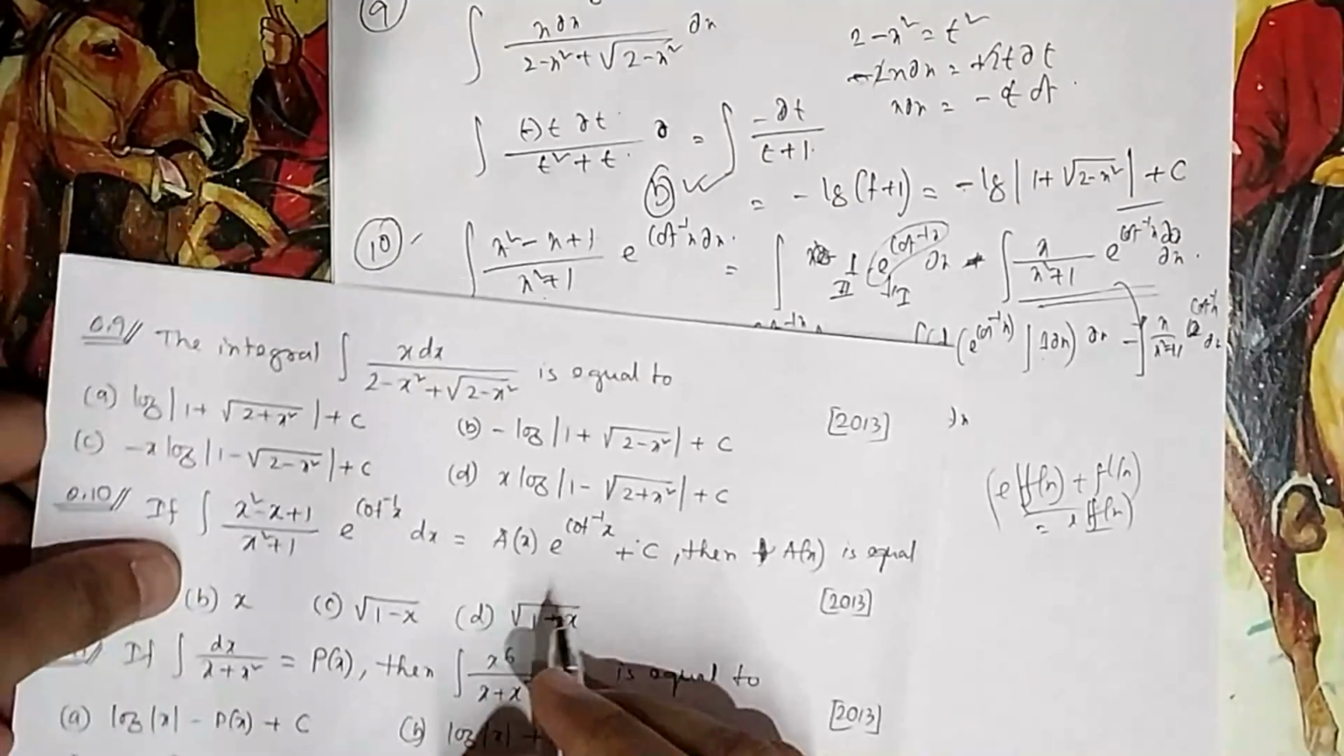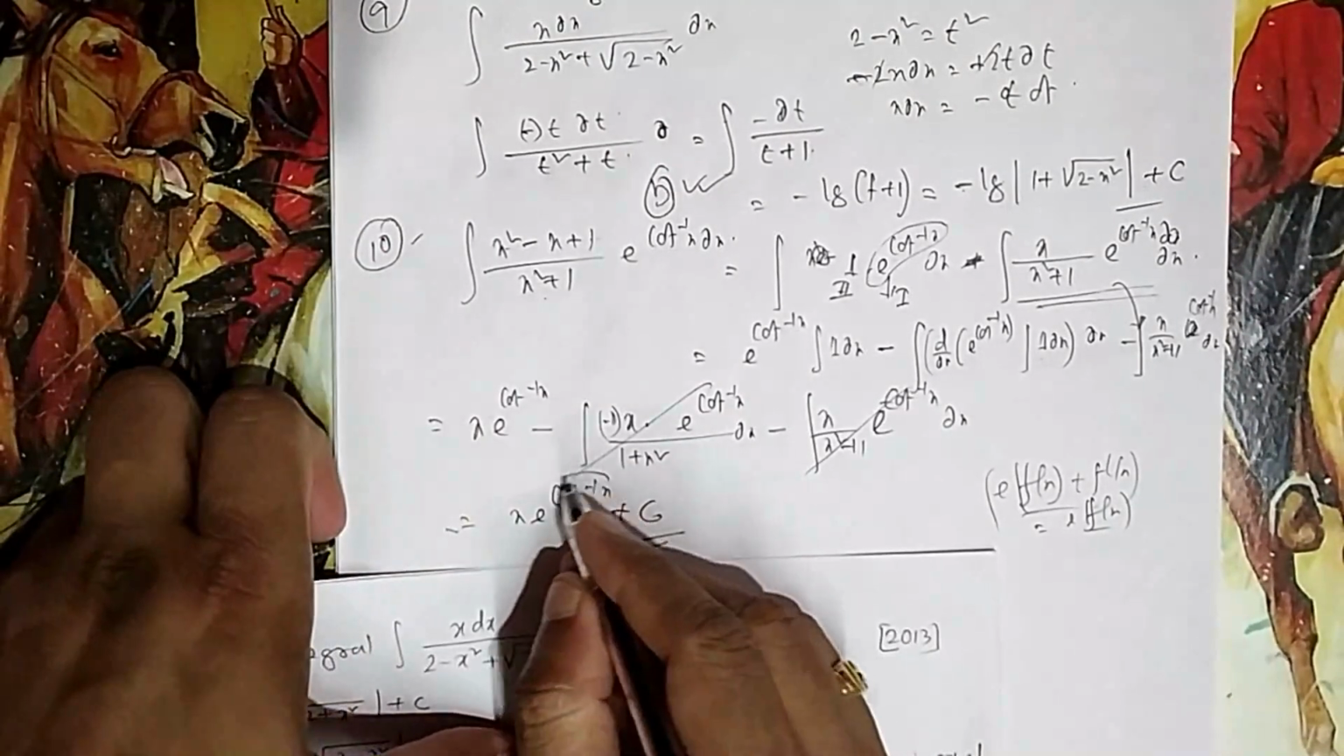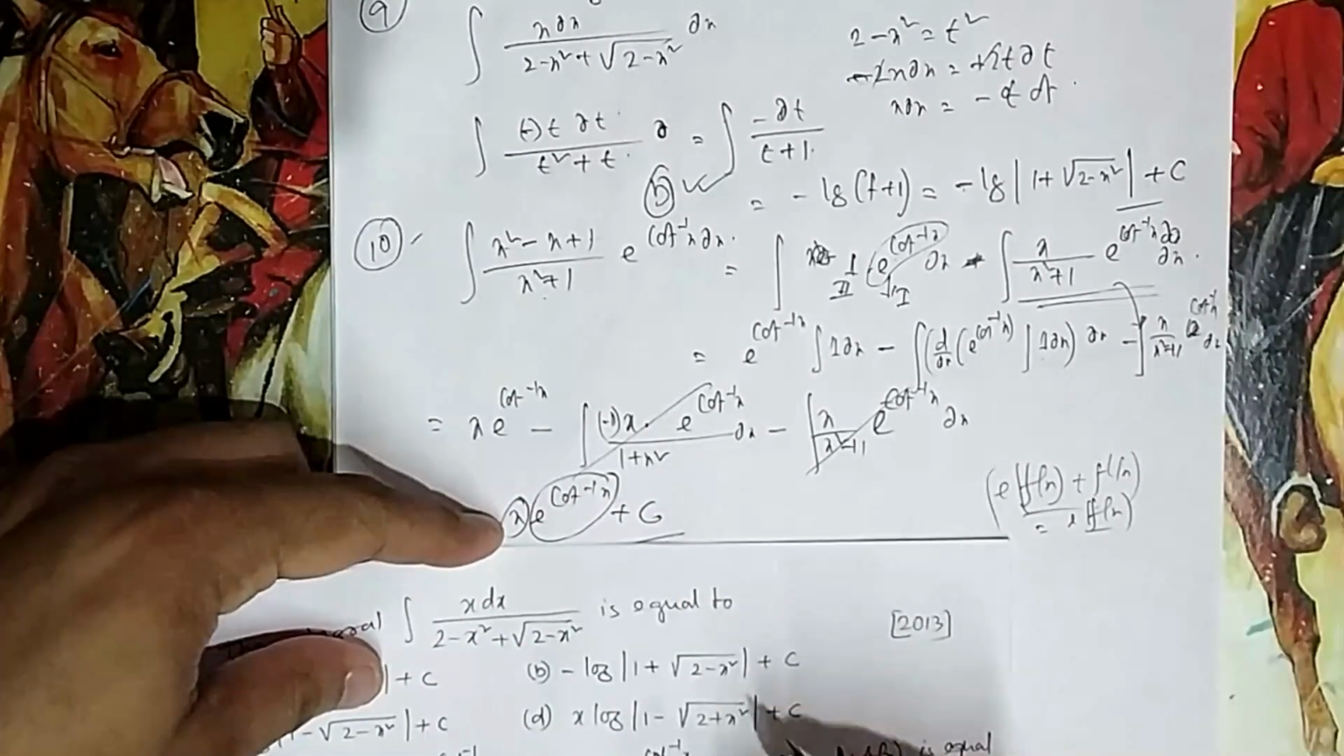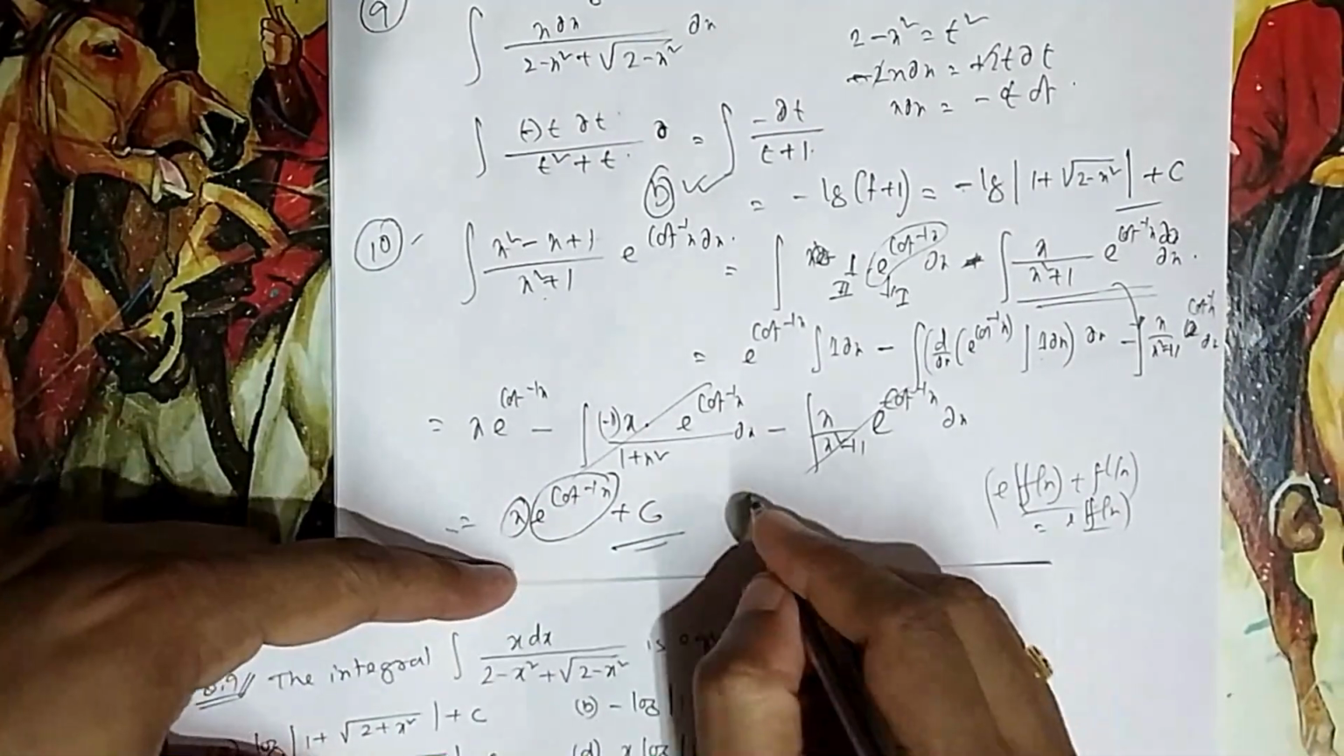Now what they are asking: ax into e to the power cot inverse x. So what is multiplied with this one? A function, that is a function of x which is only x. So that is your option B.